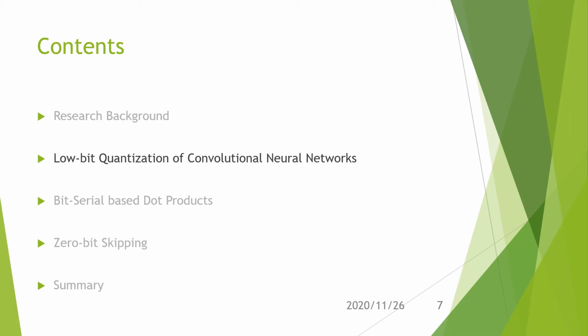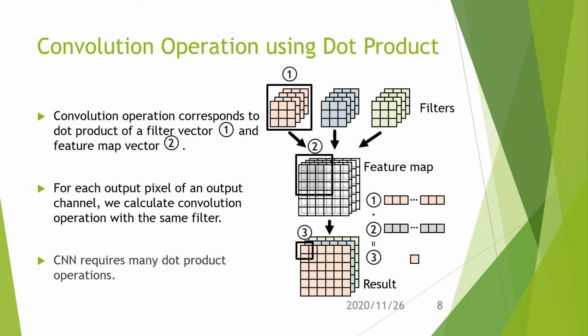Next, I'd like to explain the relationship between dot product and convolution operation and how we quantize the CNN to raw bits. Convolution operation corresponds to the dot product of a filter vector and a feature map vector. For each output pixel of an output channel, we calculate convolution operation with the same filter. CNNs require many dot product operations.